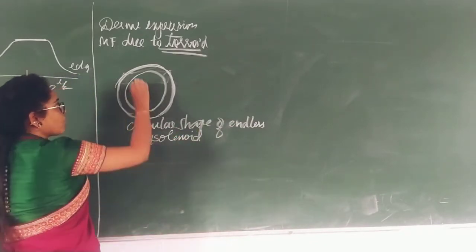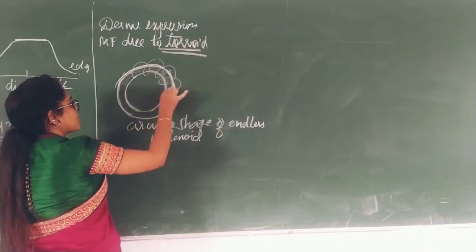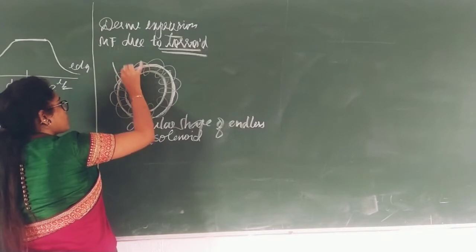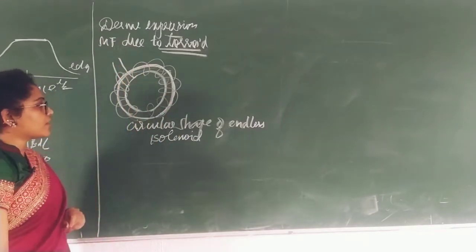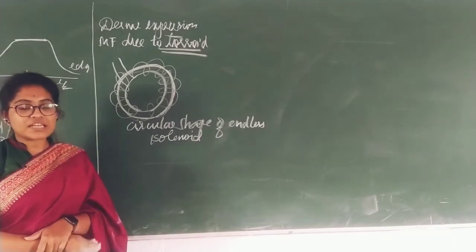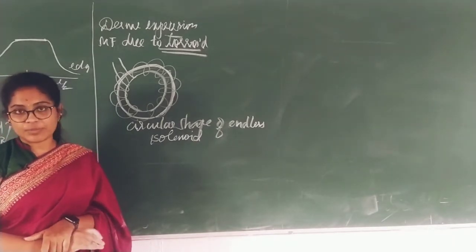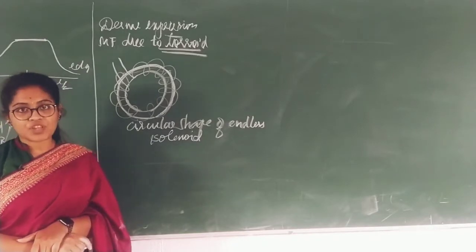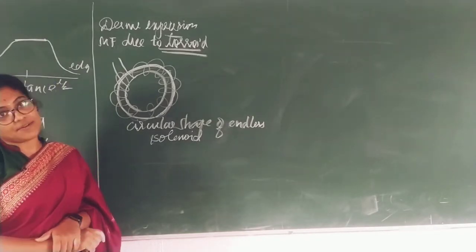Here also, a solenoid means there should be an insulated wire around it. A toroid is something like a solenoid itself. It has a number of turns, but it is in a circular shape. So how do we find the magnetic field?